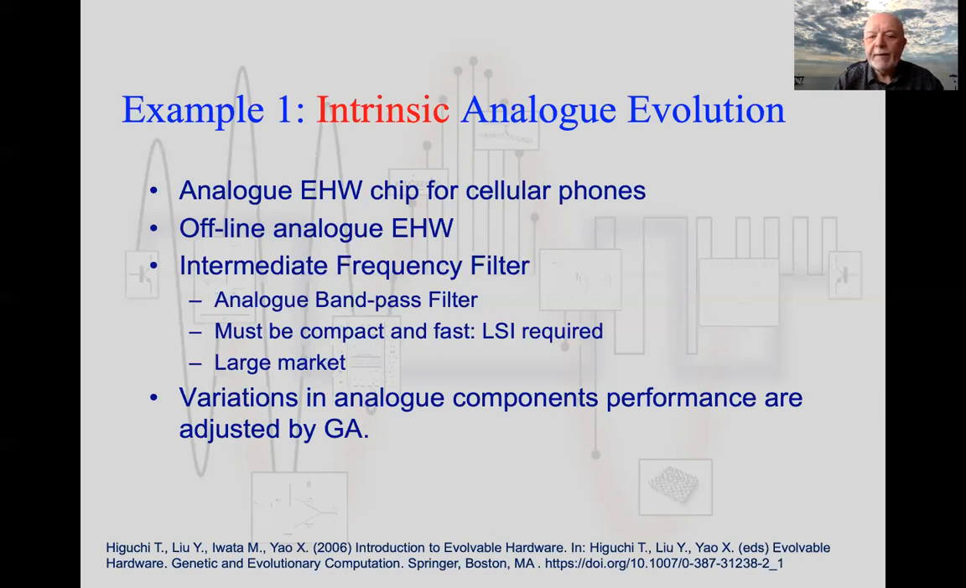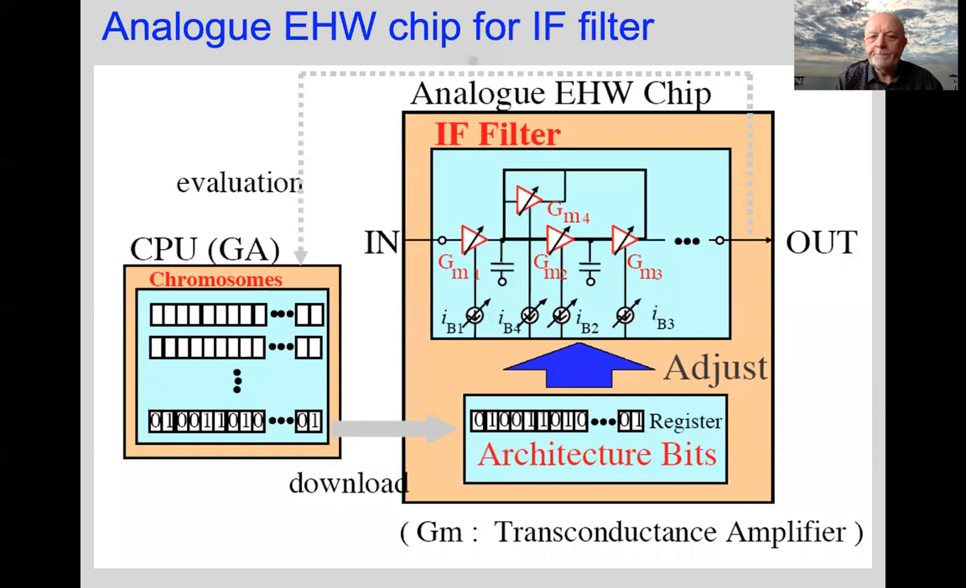The problem they were facing was that variations of the analog components on the phones being produced meant they needed to do adjustments to the chips after fabrication, once the chips were actually made. If they didn't do this, they found that the yield of the chips reduced significantly. So could they use evolvable hardware to solve this particular problem?